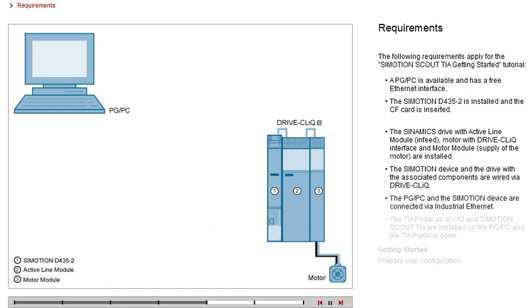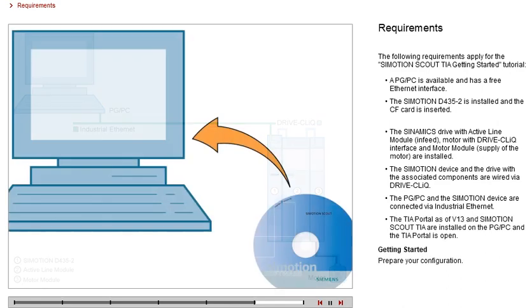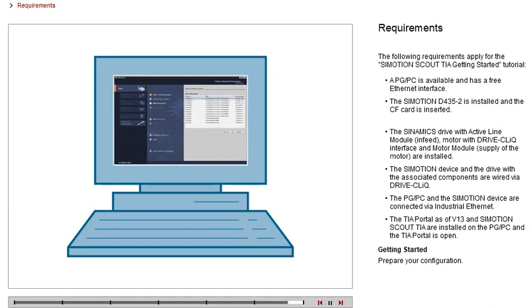The programming device must also be connected to the Simotion device via an Ethernet cable. You have also installed the TIA Portal and Simotion Scout TIA on the programming device and have opened the TIA Portal. When these requirements are satisfied, you can start to prepare your configuration.